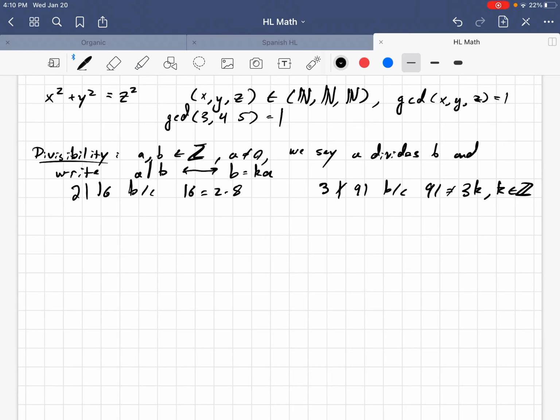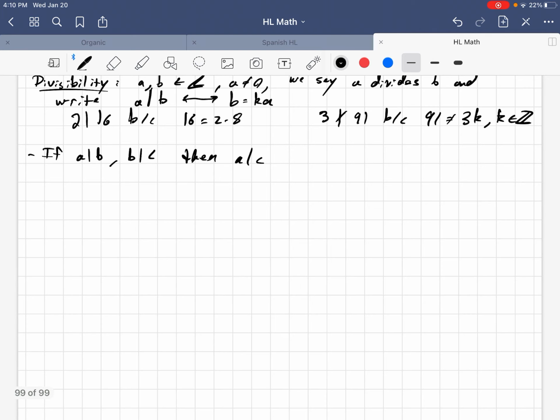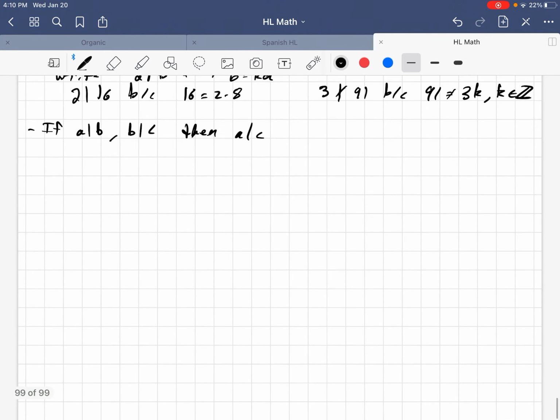Now, 3 important properties, well, really 4, is that we have essentially transitivity with divisibility. So if a divides b and b divides c, then a divides c. We have the notion of distributivity. So if a divides b, then ca divides cb. So for a scalar c, integers, of course, we're talking about.